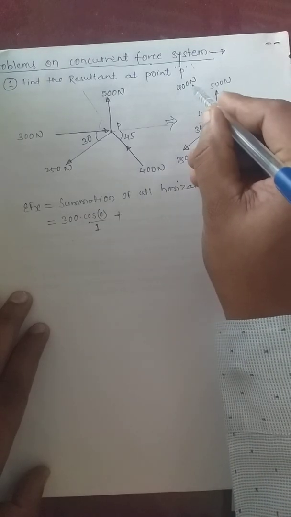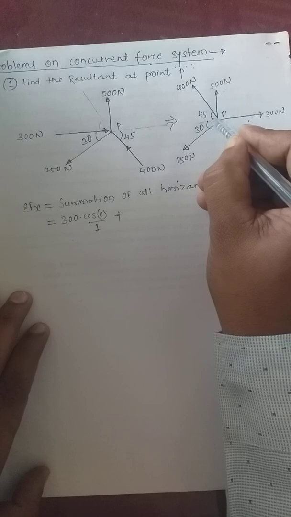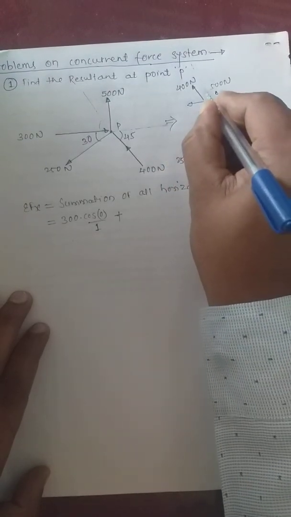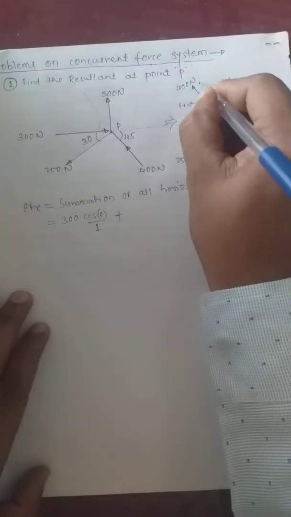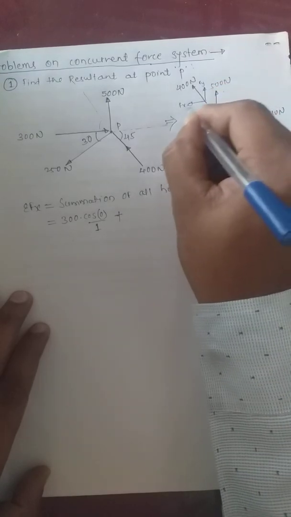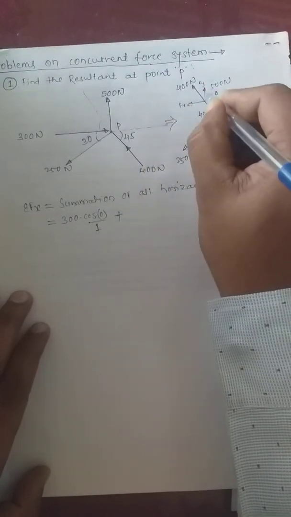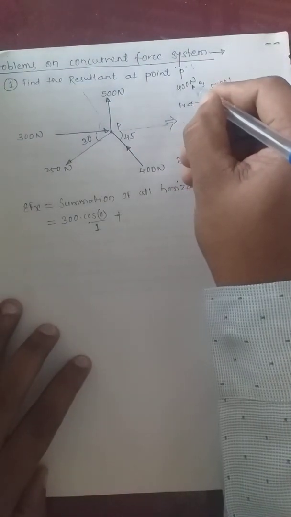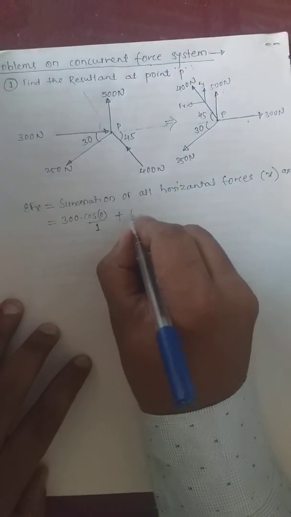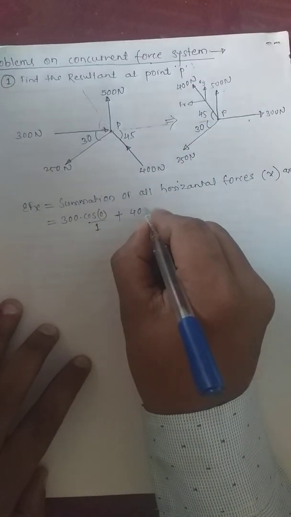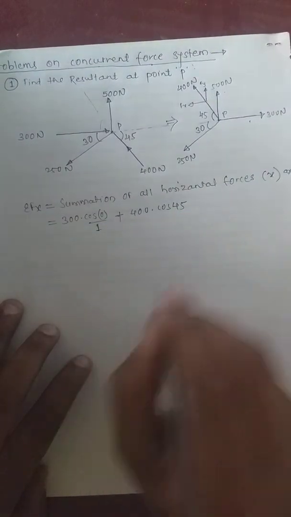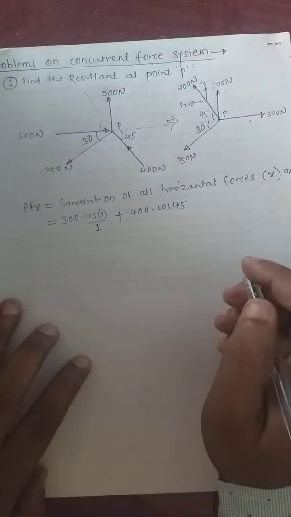Next, there is a 400 Newton force making an angle of 45 degree. So this will be F of x, this will be F of y. This F of x is the horizontal component of 400 Newton along x. F of y is the vertical component of 400 Newton along y. Okay, so 400 into cos of 45. Now here again the sign convention is very important.